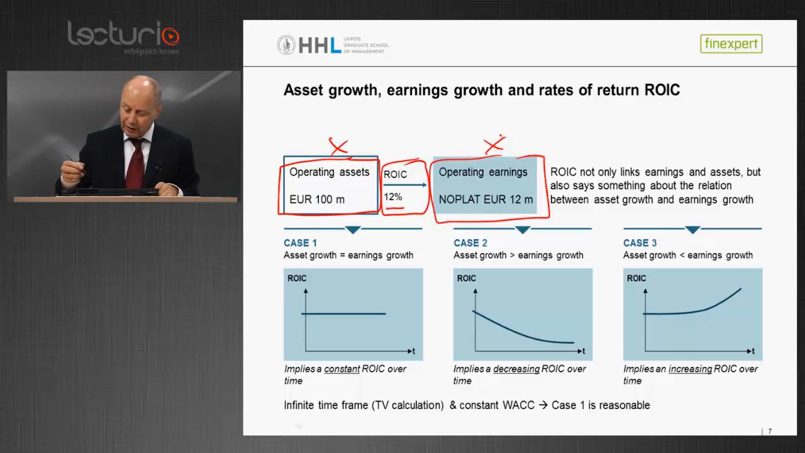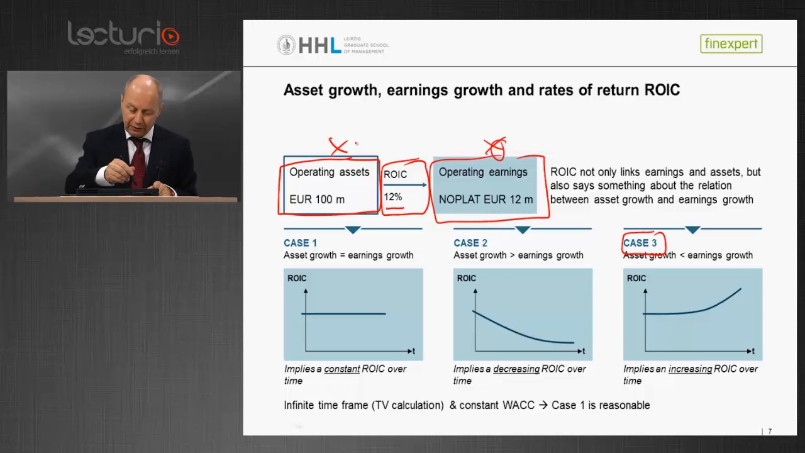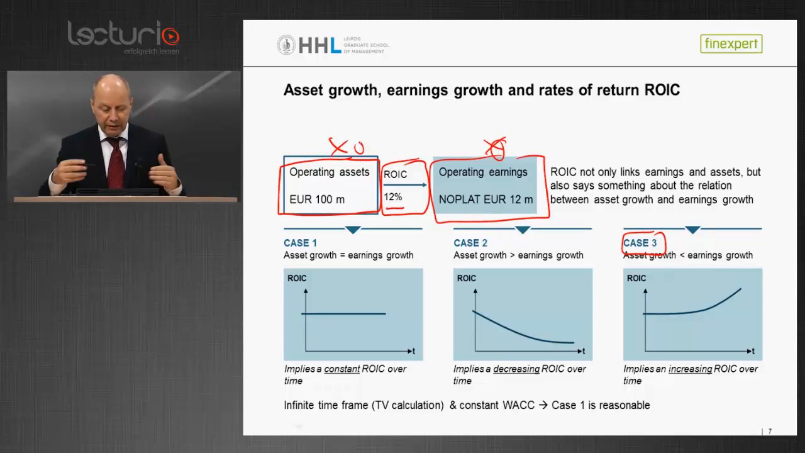So we look at three cases here. I start on the right-hand side. Case number 3. If earnings grow faster than assets, so if this one here grows faster than this one, then obviously the relationship between the two is not stable. That means that if earnings grow faster than assets, our rate of return, our ROIC, would converge towards infinity, which is not a very good assumption. Remember that we assume that everything stays stable until infinity.